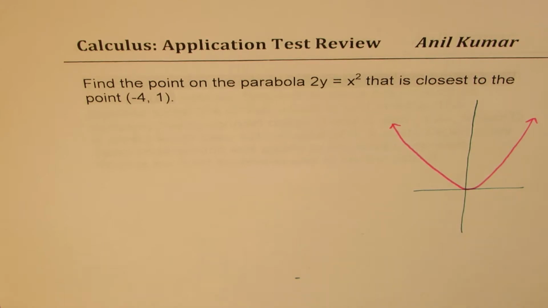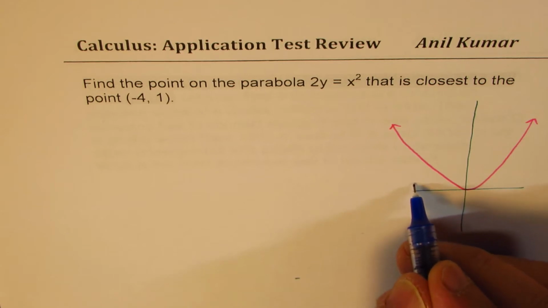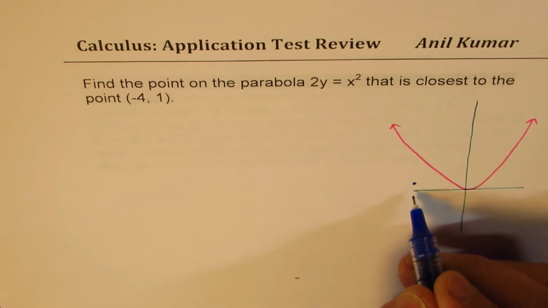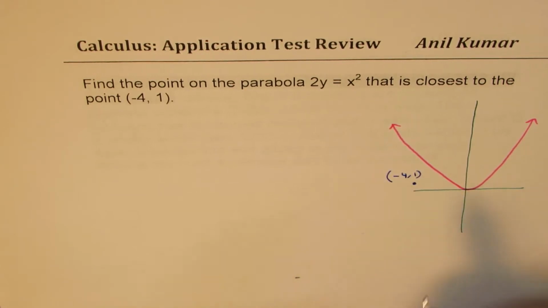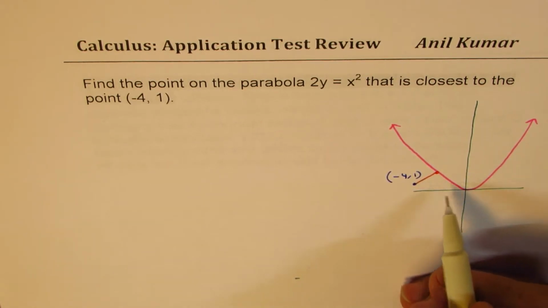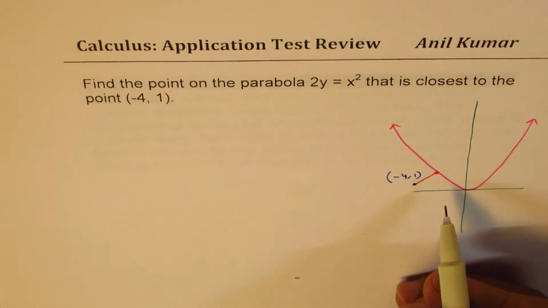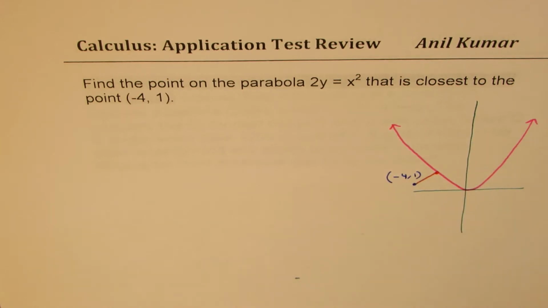And let us consider a point which is, let's say, minus 4 and 1, which will be on this side. So let this be the point which is minus 4 and 1. We want to find a point on the parabola which is closest to that point. So it could be some point here or wherever, right? We are not very sure of this. So let this be the point. For the time being, let's keep this point as variable.